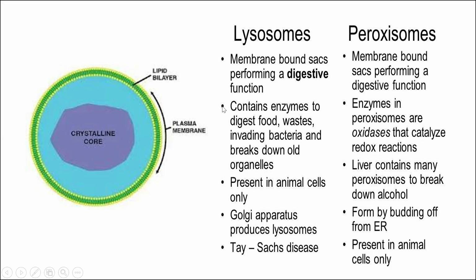And lysosomes and peroxisomes. Lysosomes are membrane-bound sacs performing a digestive function. They contain enzymes to digest food, waste, and invading bacteria, and break down old organelles. Present in animal cells only. The Golgi apparatus produces lysosomes. Peroxisomes are membrane-bound sacs that again perform a digestive function. Enzymes in peroxisomes are oxidases that catalyze redox reactions. The liver contains many peroxisomes to break down alcohol. They are formed by budding off from the endoplasmic reticulum, and are present only in the animal cells.